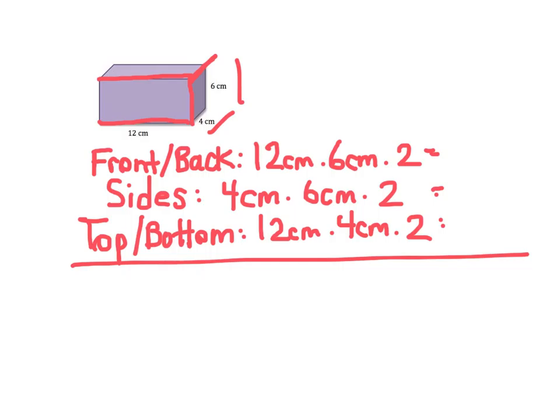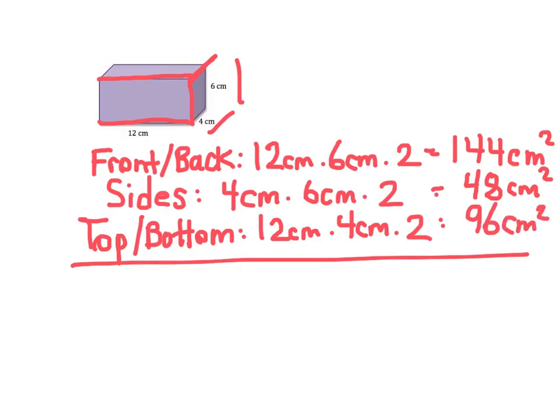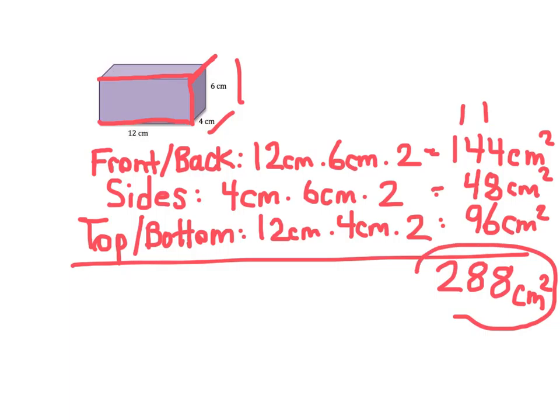12 times 6 is 72 times 2. That's 144 square centimeters. 4 times 6 times 2 is 48. 12 times 4 is 48, times 2 is 96. And then add them all up. All right, so the total surface area adds up to 288 square centimeters. How'd you do? Okay, let's try another one.